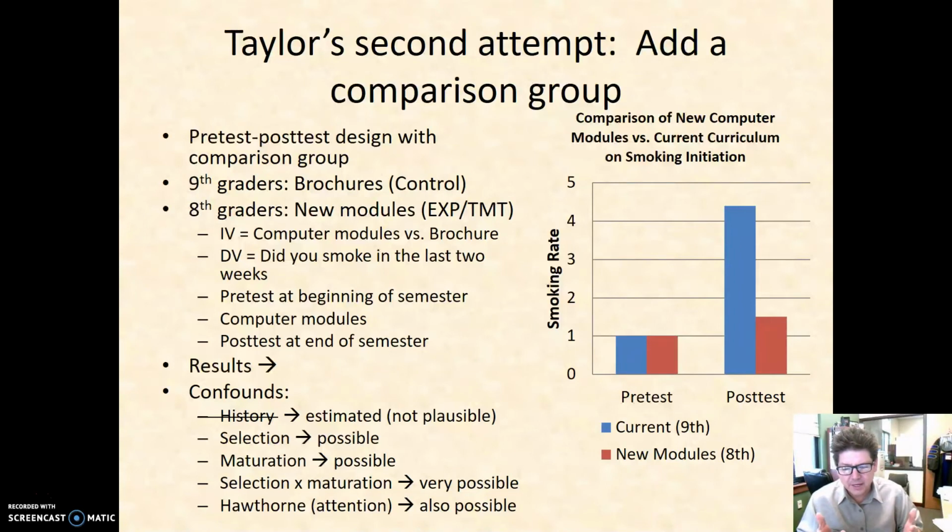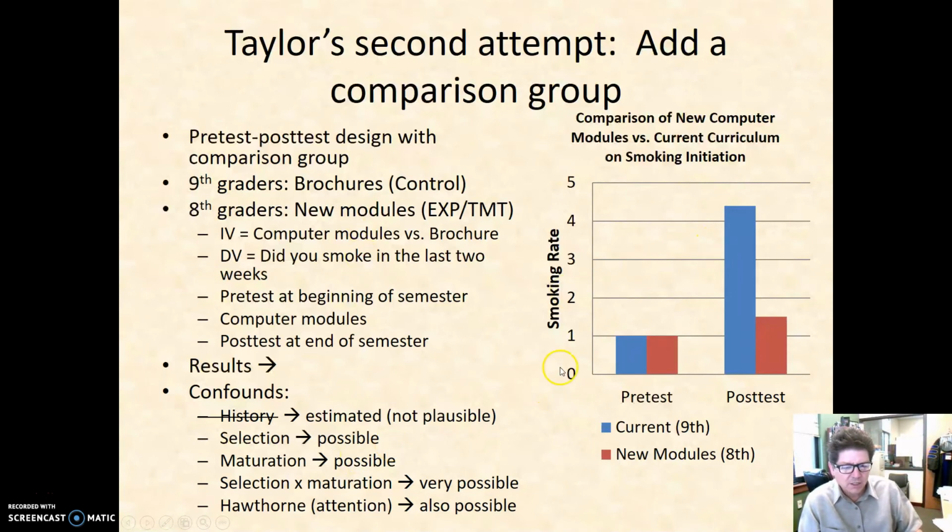And that is certainly possible, right? There is a selection factor here. One group is most likely different than the other. For one, they're older, or on average, they're older. Right? 8th graders are younger. They're probably less mature. Hint, hint. Than the 9th graders, right? So selection is an alternative explanation.